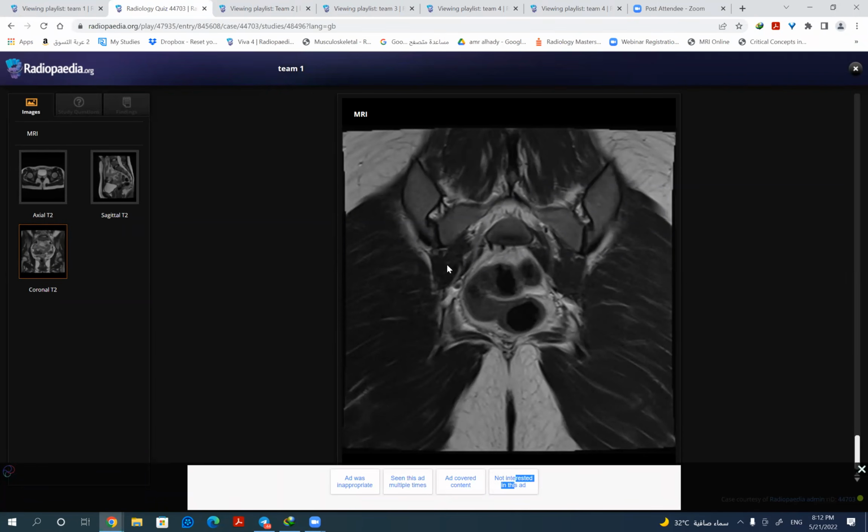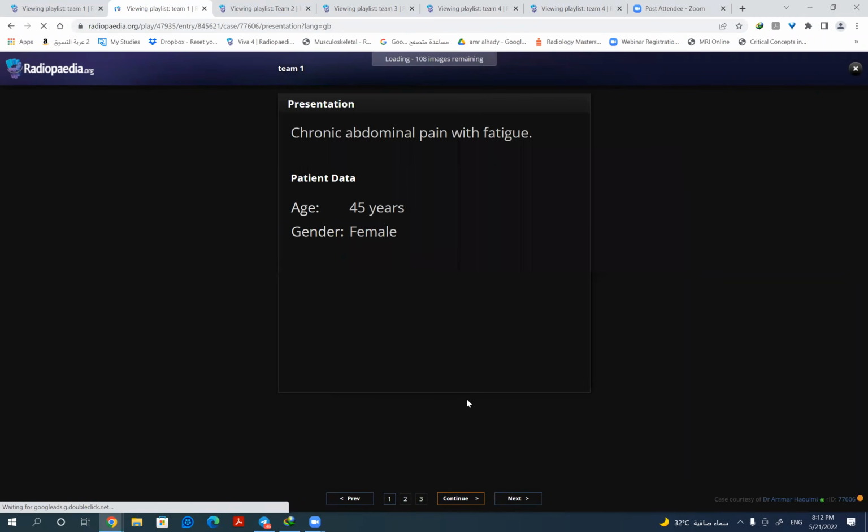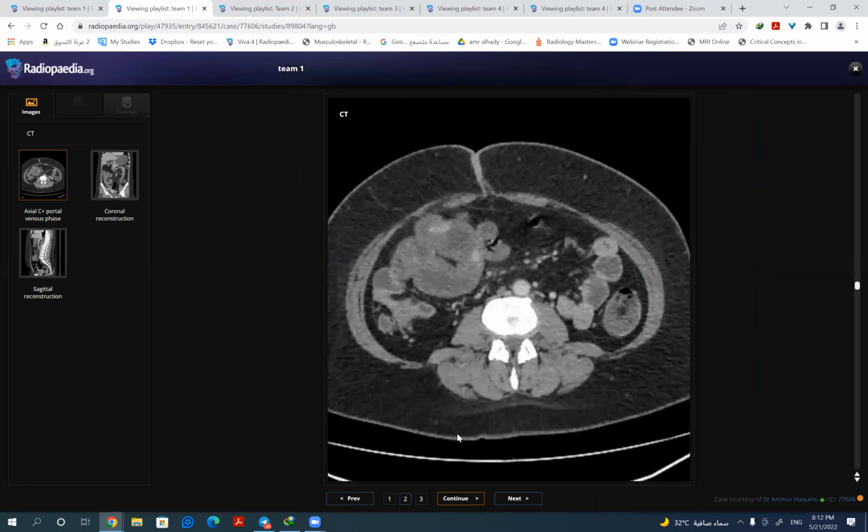Change. Where's the movement? Yes. Next. I'm a 45-year-old female with chronic abdominal pain and fatigue. Okay. I think you still have the control. Okay.